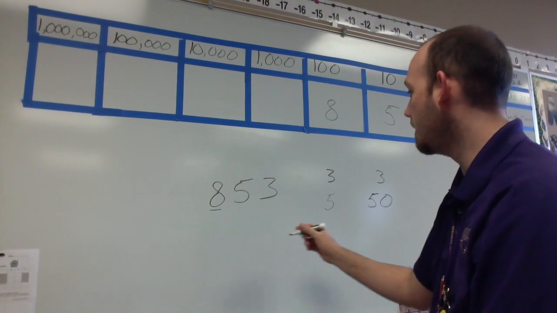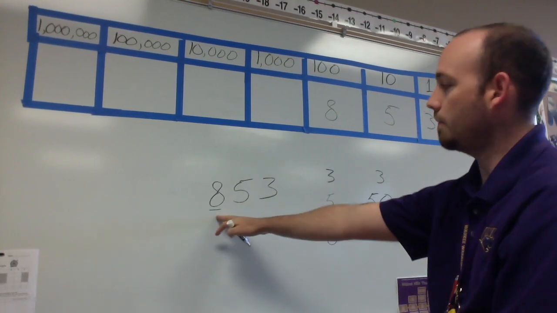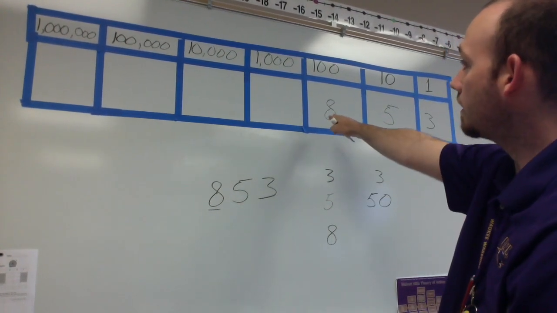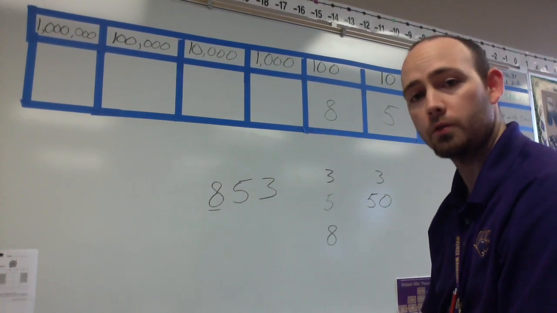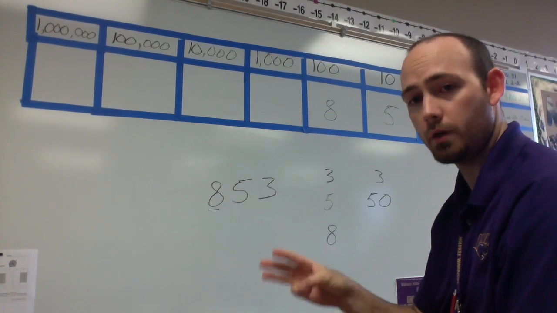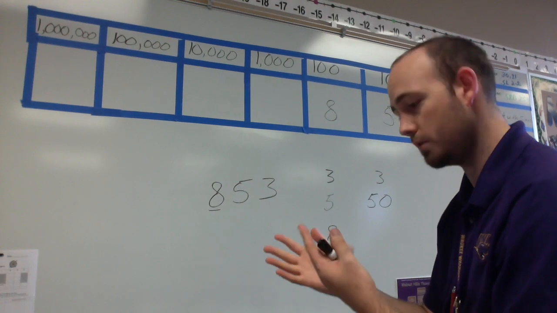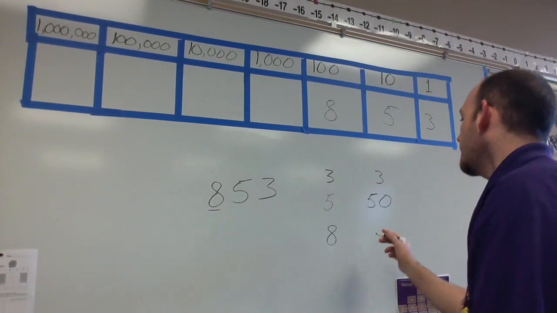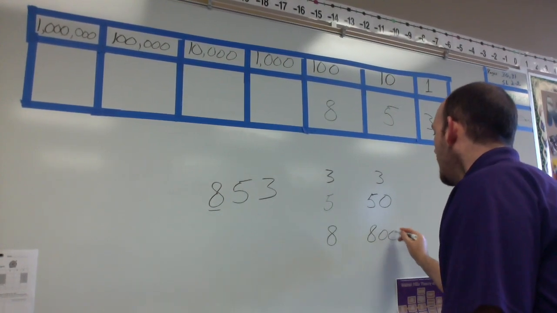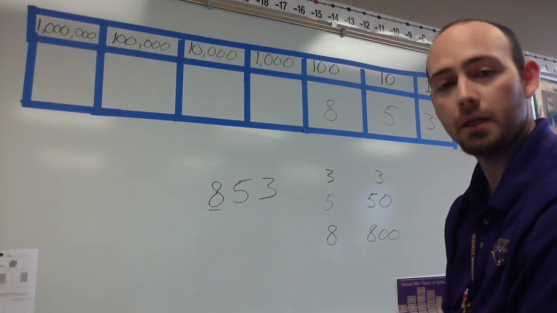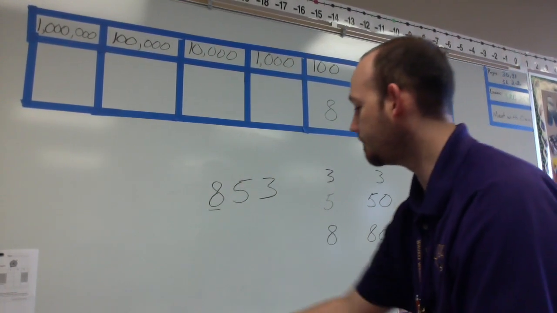Then we look at the 8. The 8 in this number is in the hundreds place. So that means we have 8 hundreds. We could count those out. We could say 100, 200, 300, 400, 500, 600, 700, 800. So that 8 is actually worth 800. So I'm going to give you another number.